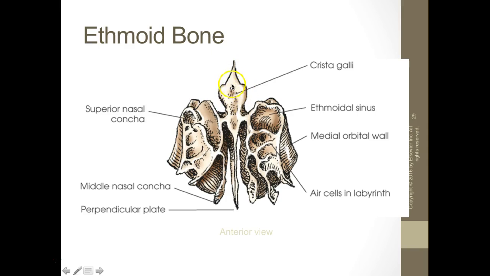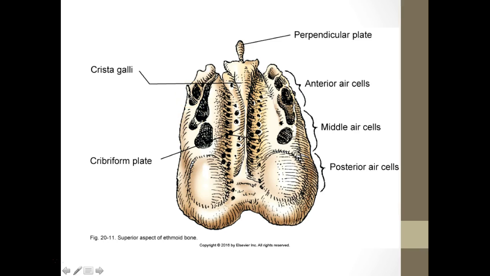So here is a picture of your ethmoid bone. Here is your crista galli, your ethmoid sinuses, your medial orbital wall. So this is where your orbit is. You have air cells. You have your perpendicular plate here with your middle nasal concha, and you have superior nasal concha up top. Looking at the superior aspect, we have the perpendicular plate, and you have your anterior, middle, and posterior air cells. Your cribriform plate, you can see where the nerves come through.